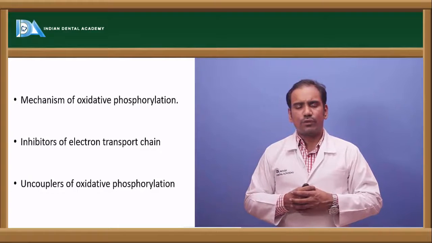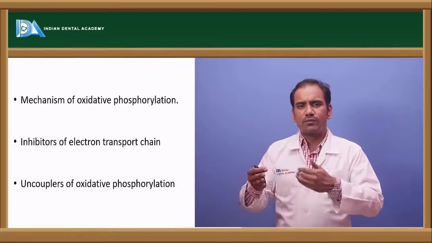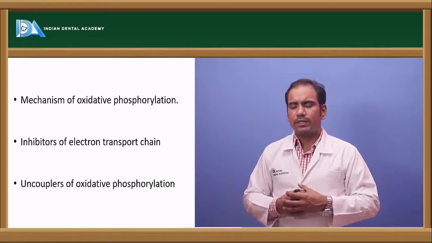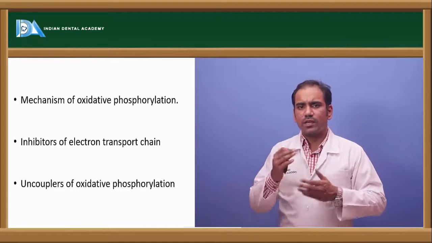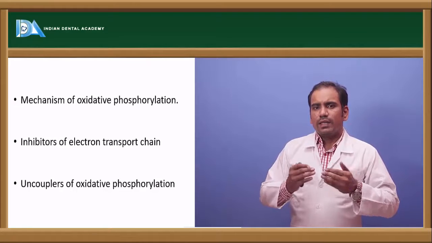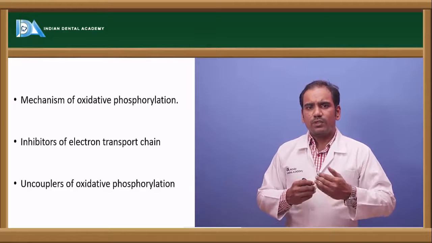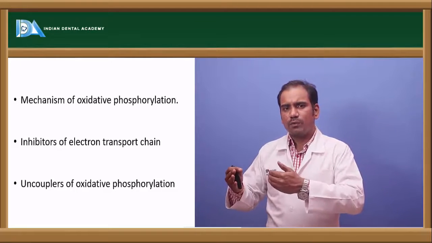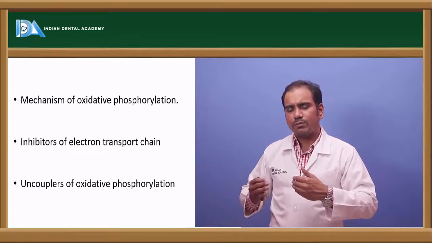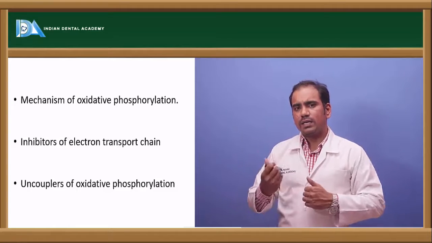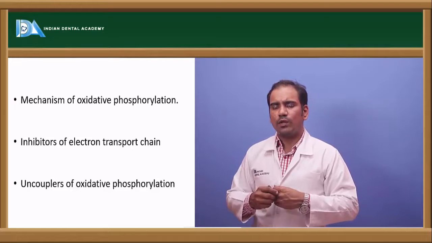Coming to uncouplers of oxidative phosphorylation. What are uncouplers? Oxidation and phosphorylation is a coupled process, but these substances called uncouplers prevent the proton gradient creation. Generally oxidative phosphorylation is a coupled process. Oxidation occurs, synthesis of ATP occurs, and that synthesis of ATP is because of the proton gradient. Here oxidation occurs without creation of a proton gradient.